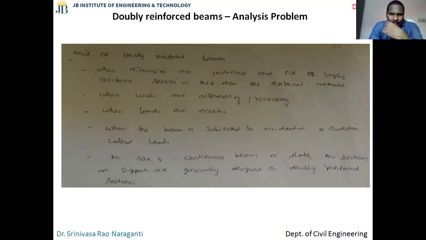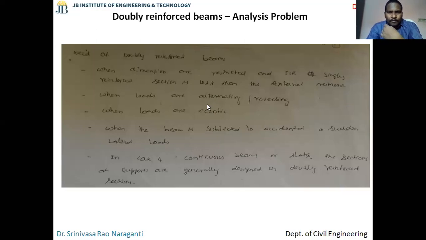Then in case of continuous beams or slabs, the sections at supports are generally designed as doubly reinforced beams, because at the supports negative bending moment happens sometimes. When you have negative bending moment, your tensile zone and compression zone will be alternative, whether it is negative or positive bending moment. Because the bending moment sign changes, in that case also we go for doubly reinforced beams. So these are some of the conditions under which we usually prefer doubly reinforced beams.